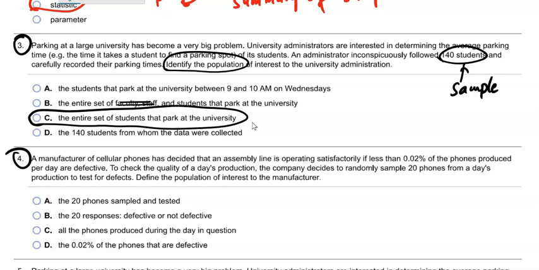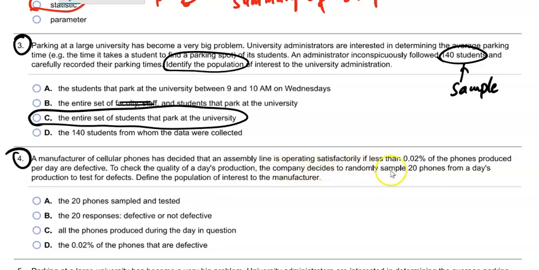Question number 4. A manufacturer of cellular phones has decided that an assembly line is operating satisfactorily if less than 0.02% of the phones produced per day are defective. So if 0.02% of phones are defective per day, that's going to be satisfactory. To check the quality of the day's production, look here, they're talking about the day's production.